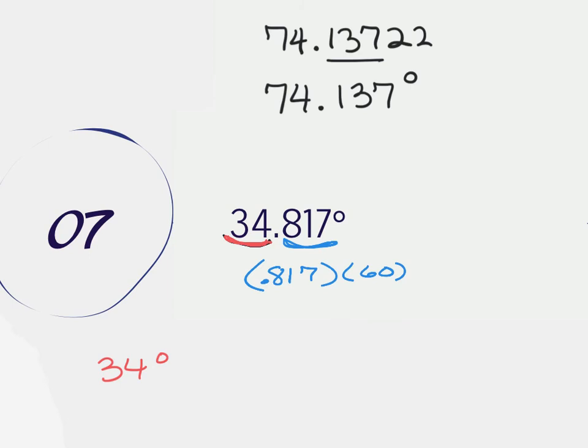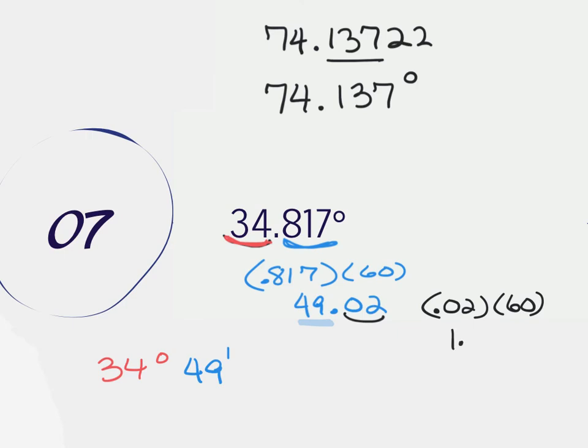And I end up with 49.02. The whole number portion becomes the minutes. And then I take the decimal, the 0.02, and I'm going to times it by 60 again, giving me 1.2, which becomes the seconds. So how come you're not multiplying it by the 3,600? Because I'm already taking that initial decimal and times it by 60 once. So it's not like a separate thing.